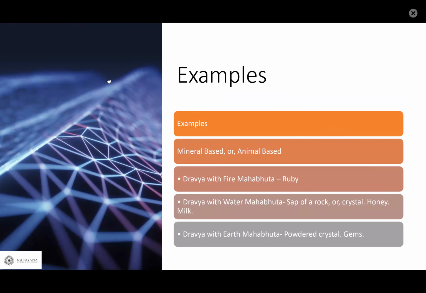So let's go here. Your dravya, your herbs, can be mineral-based or animal-based. An example of a mineral which is more fire Mahabhuta is ruby. Does anyone have a ruby or have you touched an actual ruby, or gone to a department store and had them pick out the ruby? It feels warm.